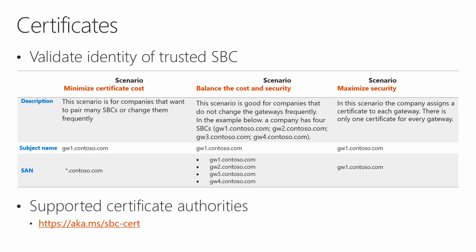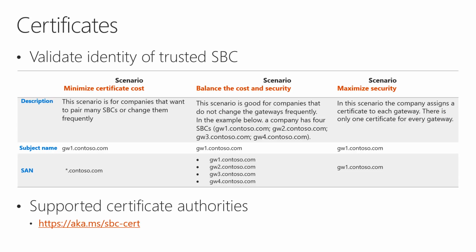Or you could use a single certificate with multiple subject alternate names. So in this example, the subject name is gateway1.contoso.com, and then all the individual servers are also listed in the subject alternate name. Please note that if you ever decide now I want to have gateway5.contoso.com, you need to change your certificate or get a new certificate. So these more secure options also reduce the flexibility that you have.